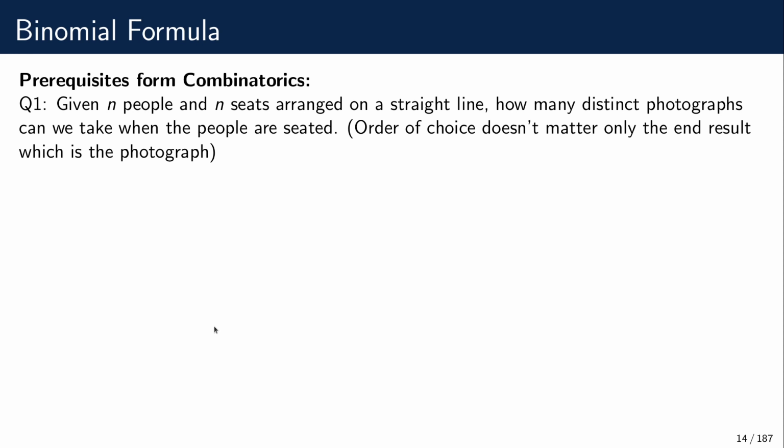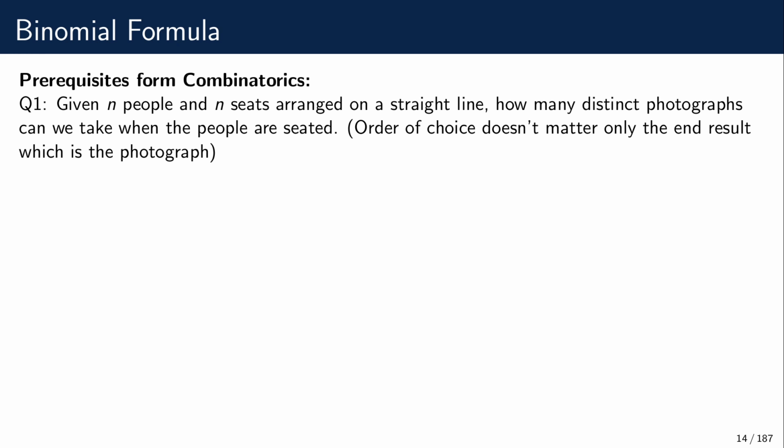So now we need some prerequisites from combinatorics in order to prove it. Suppose we're given the following question. We're given n people and n seats, and the seats are numbered and arranged along a straight line. There's actually a difference if they're arranged in a circle, but we'll not go into it. We ask people to sit on the seats, and then we take a photograph. The question is, how many distinct photographs can we take when the people are seated on the seats? Each person can sit only on one seat, and so the order matters.